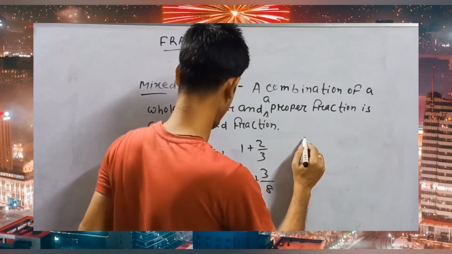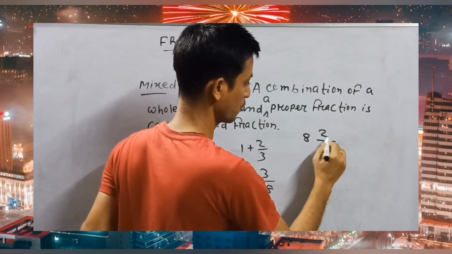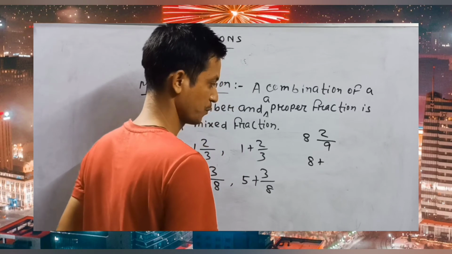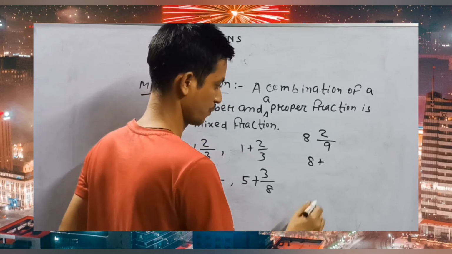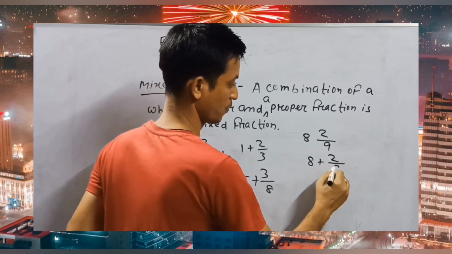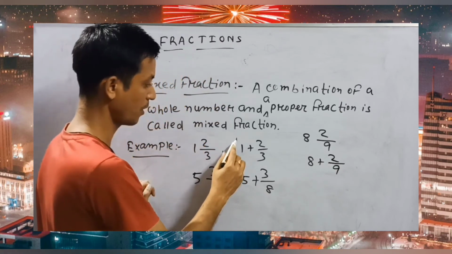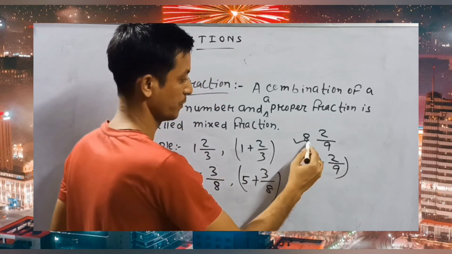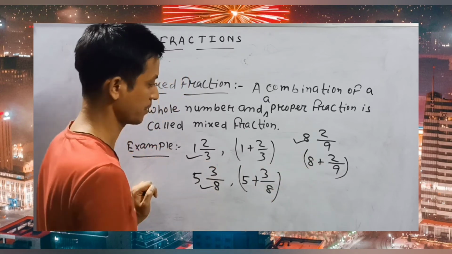1 plus 2 third or 2 by 3, 1 whole 2 third or 1 whole 2 by 3. Now here 8 whole 2 by 9, that is 8 plus 2 by 9. This is the form. How can we write? I show. So mixed fraction.